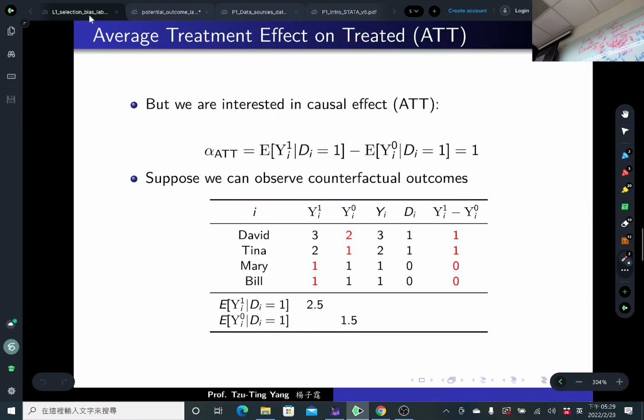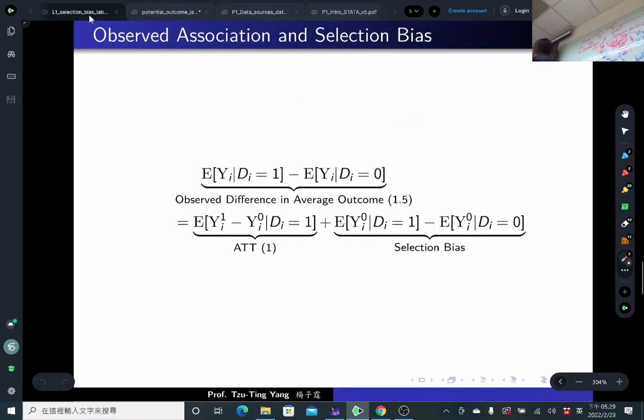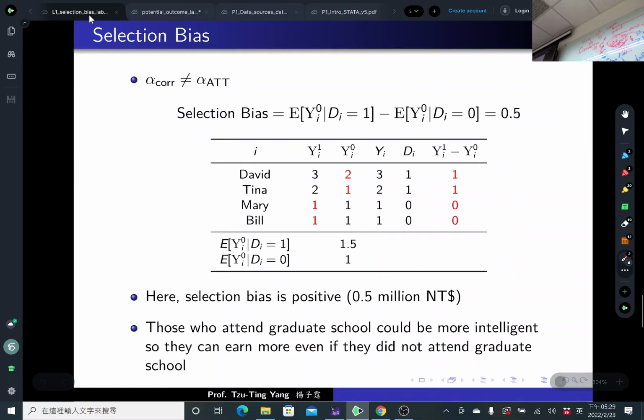Because the thing we want to compare is Davy and Tina if they make a different choice, rather than Davy versus Mary and Bill. Mary and Bill's observed outcome cannot represent the counterfactual outcome for Davy and Tina. And the remaining difference is selection bias. You can say in this example it's 0.5. So what is the selection bias in this example?